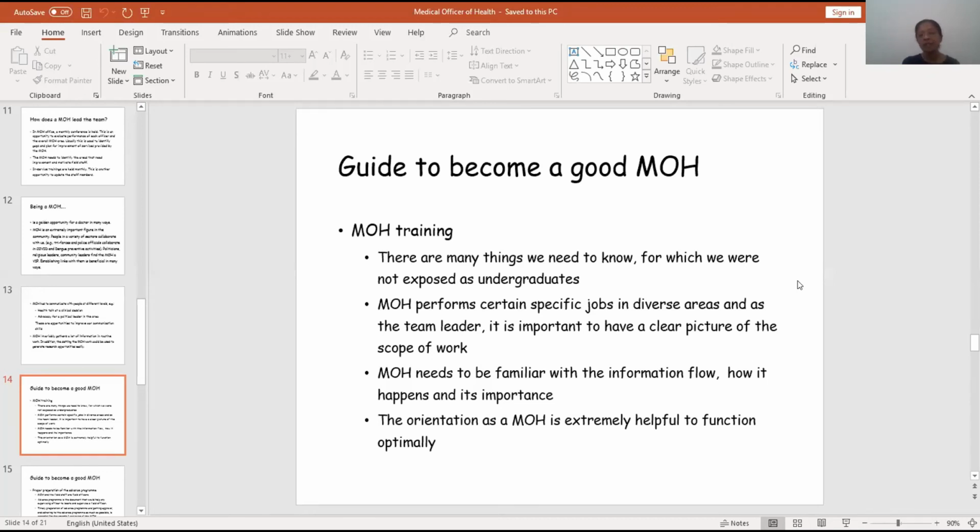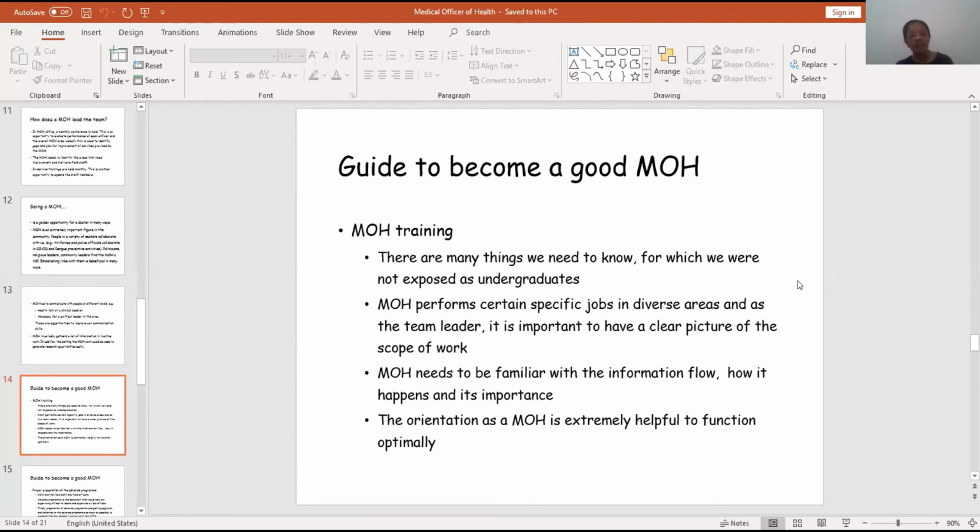And the MOH needs to be familiar with the information flow. So supervision is a good way to become familiar with the information flow, because if you are going to supervise each and every area of public health midwives' or public health inspectors' work, you will get the knowledge about the information system. So to be a good MOH, you have to know your information flow.